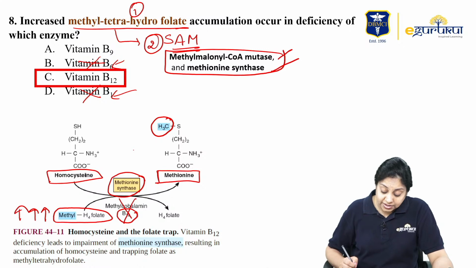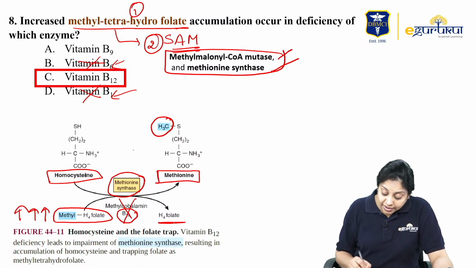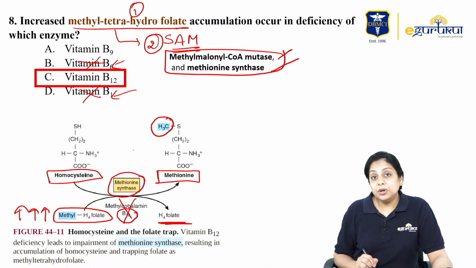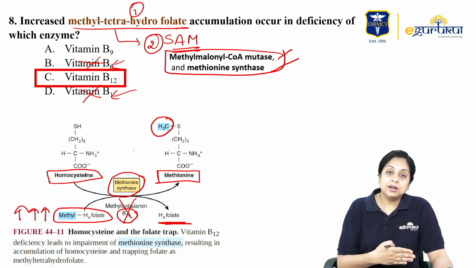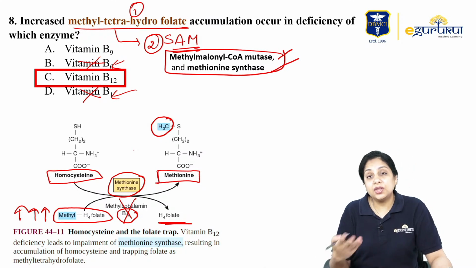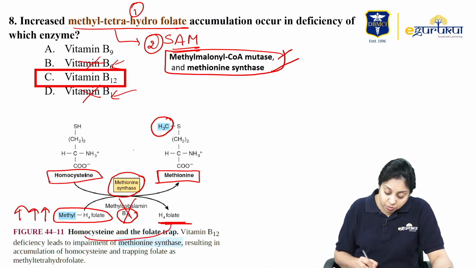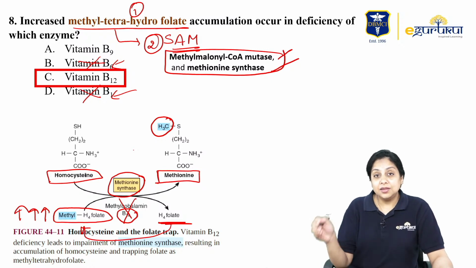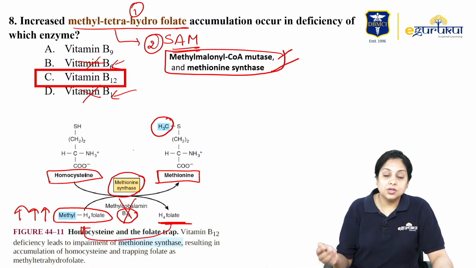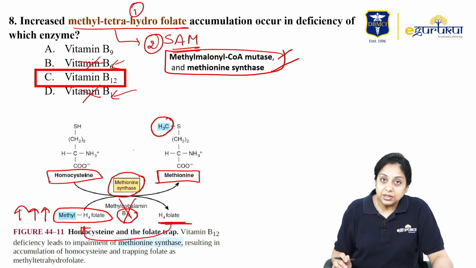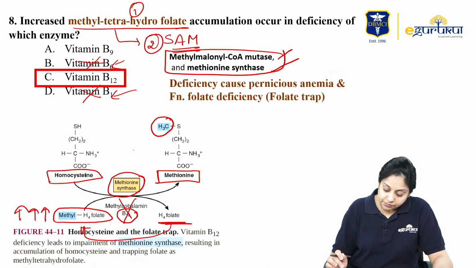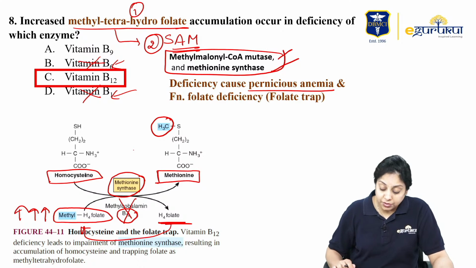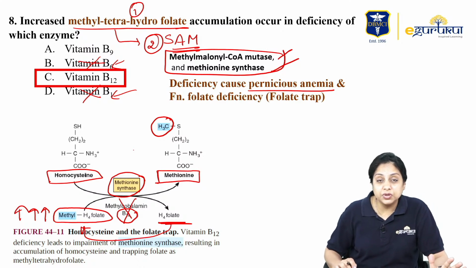Why we call it a folate trap? See, the folate is this. Since B12 is not working, we are not able to convert methyltetrahydrofolate to folate. So all the folates will be trapped as a methyltetrahydrofolate. So that is a folate trap, because this step is working, but the methyltetrahydrofolate step is not working. So all the folate will be trapped there as a methyltetrahydrofolate. Okay. And the deficiency causes, what do we see? The pernicious anemia or the functional folate deficiency or folate trap. These are the keywords for the exams I'm talking about.